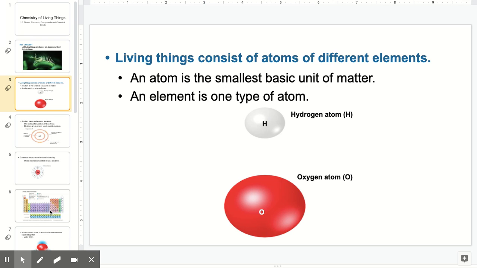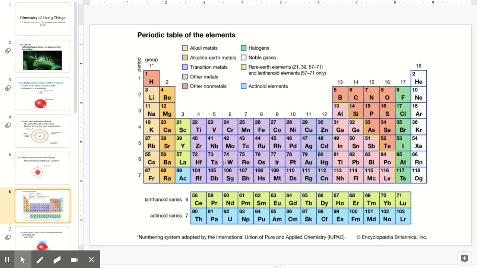These elements, I'm just going to jump ahead here, are found on the periodic table, which hopefully you're familiar with at least a little bit. Hydrogen, H over here, oxygen, O over here.